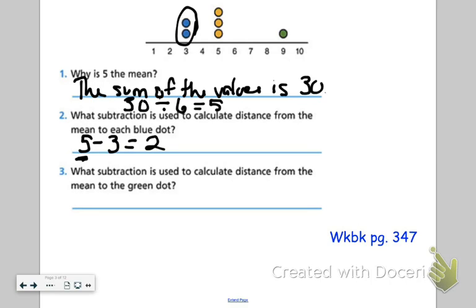What subtraction is used to calculate distance from the mean to the green dot? Well, this time, instead of the mean going first, I'm going to probably start with 9 because that's my bigger number, and I'm going to subtract the mean, and you can see that it's 4 spaces away from the mean. So just like what we saw above, this is the subtraction we would do to figure out those distances from the mean.